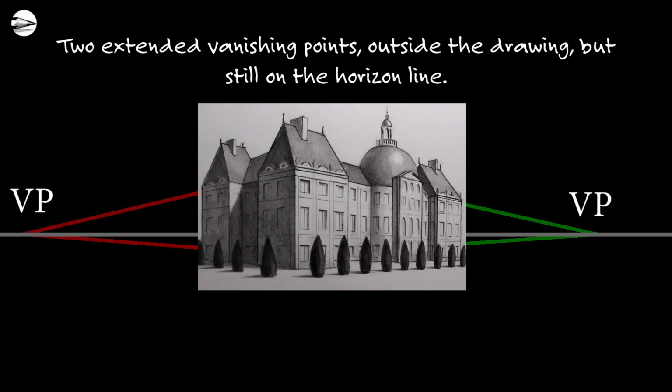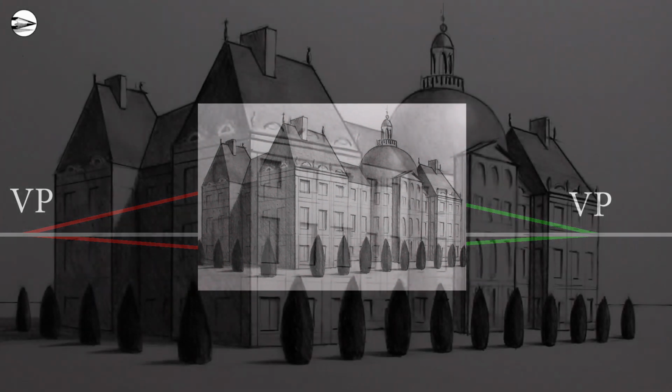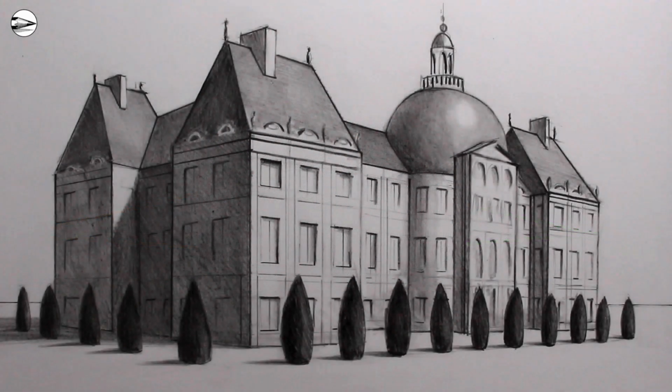It can be useful to use extended vanishing points when drawing a building where you don't want extreme perspective within the building, but you still want it to have the basic structure of a building using two-point perspective, where the receding perspective lines go towards the left vanishing point and the right vanishing point on the horizon line. So for this two-point perspective drawing, it has vanishing points outside of the drawing, so we can just estimate where these vanishing points are.